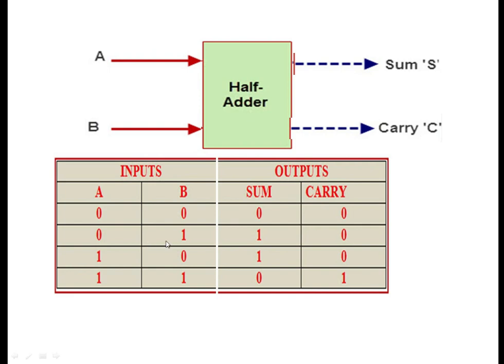So 0 plus 1 means you will get sum as 1 and carry is 0. 1 plus 0 is 1 and carry is 0. 1 plus 1 is 10, which means you will get 0 as a sum and carry as a 1. Then you will write 0 as a sum and 1 as a carry.